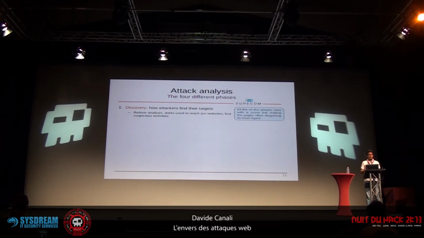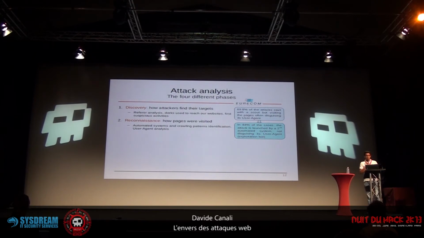From the analysis of this phase, it turned out that about 70% of the attacks started with a scout bot that was visiting our pages by disguising its user agent as a known bot. For example, some visitors claimed "I'm Googlebot," but of course they came from a DSL IP in Romania.